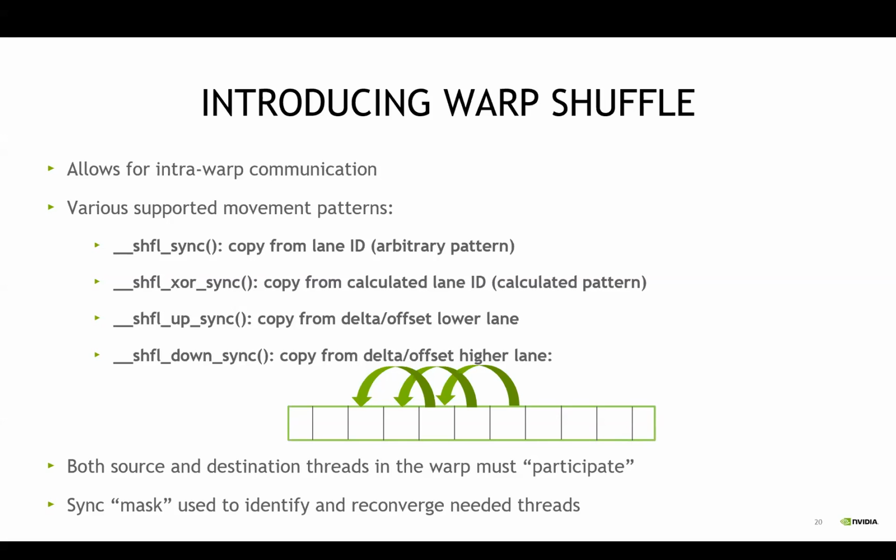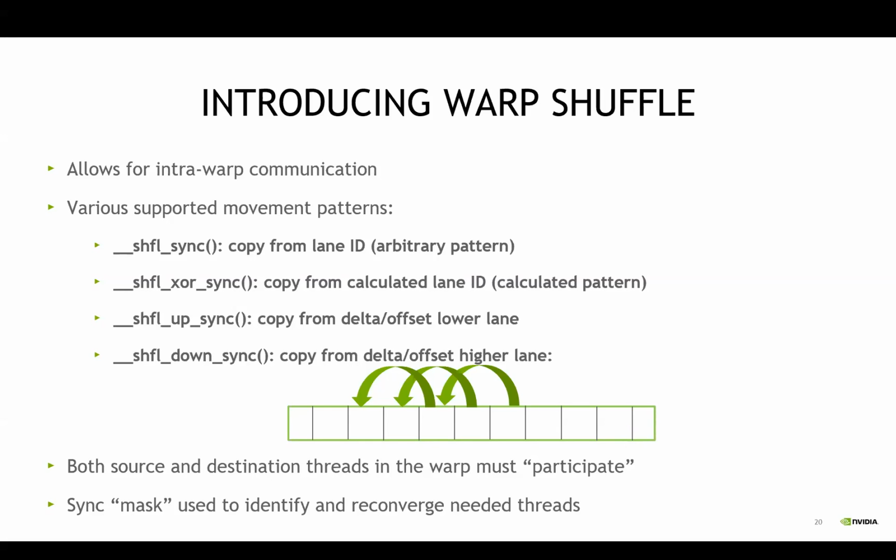And shuffle XOR sync is more complicated. It basically allows you to create a calculated pattern that uses the XOR operation on a bit pattern to select the lane that you're going to copy from. It was provided to allow certain types of operations, like a prefix sum or reductions, to be done at the warp level in a very concise fashion. But the most general of these is shuffle sync, and in that case, each thread needs to supply an index.